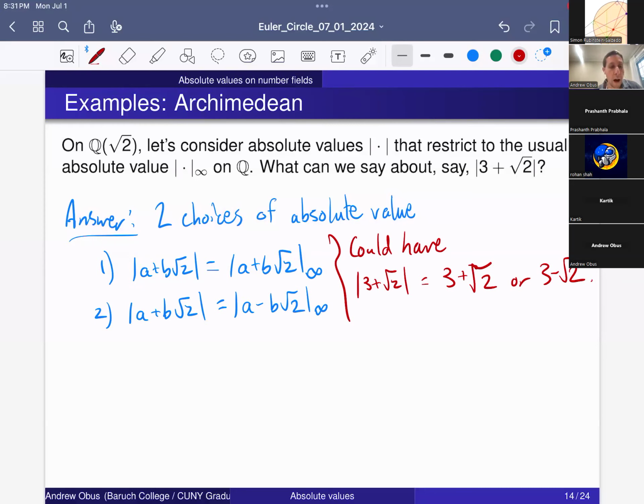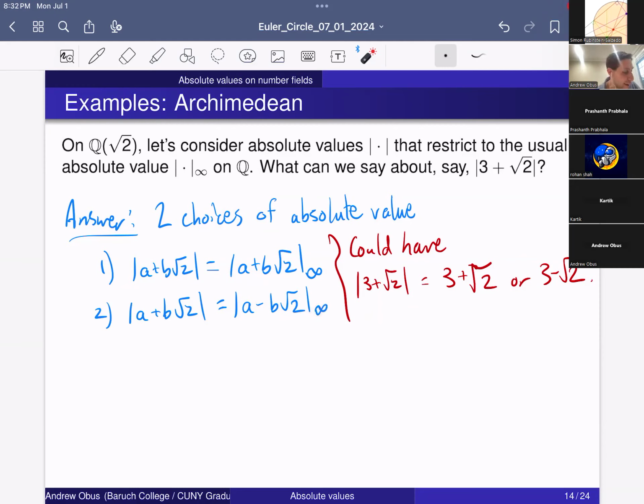And it turns out that these are the only two things that you can do. You can just basically take your number and take its absolute value, or you can take the conjugate of that number. In this case, it's clear what I mean by conjugate. You can take the conjugate of a plus b root 2, which is a minus b root 2, and take that absolute value. And both of these satisfy all of the axioms for absolute value. Positivity is trivial. Actually, the triangle inequality is relatively trivial once you know it for infinity.